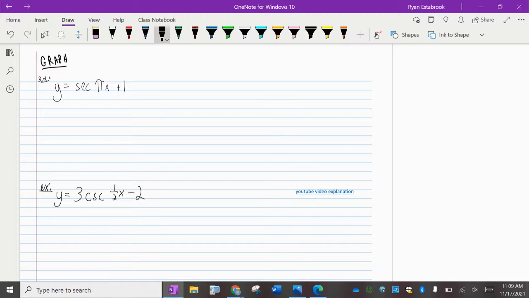Because it's secant, it might seem like, oh my gosh, this is going to be terrible. It's a weird one. We're going to treat it as if it were the cosine. The reciprocal of secant is cosine. Let's pretend that this is a cosine for right now and go through the entire process.